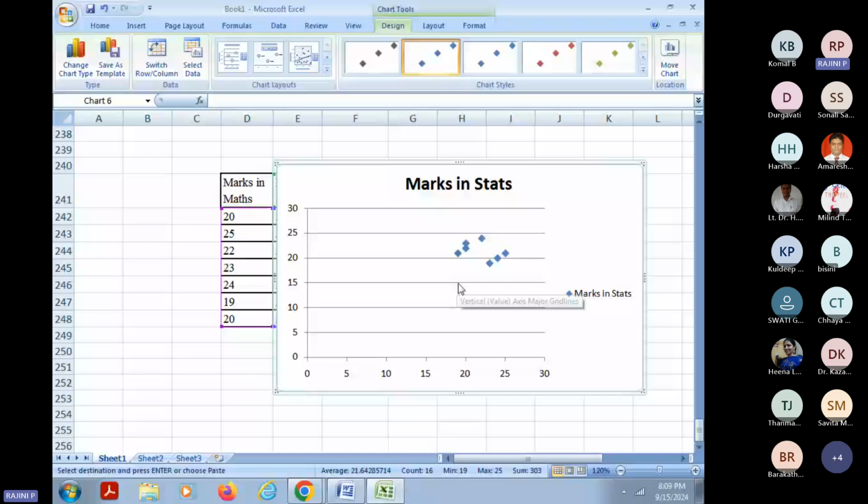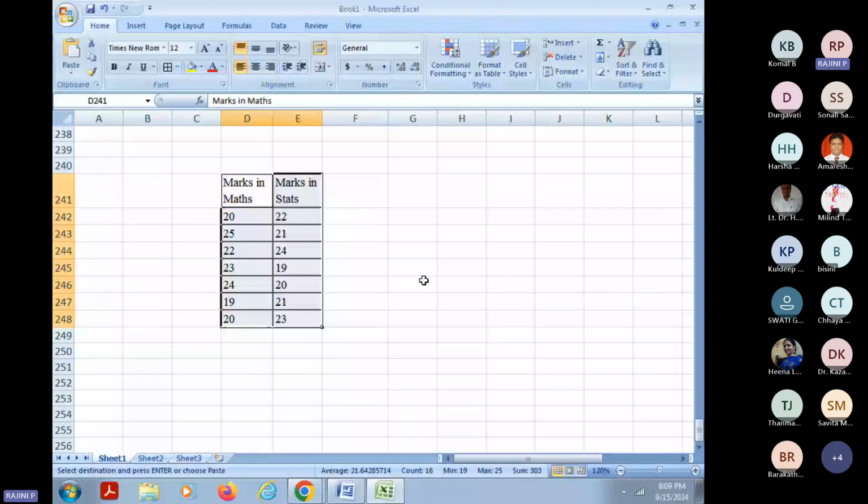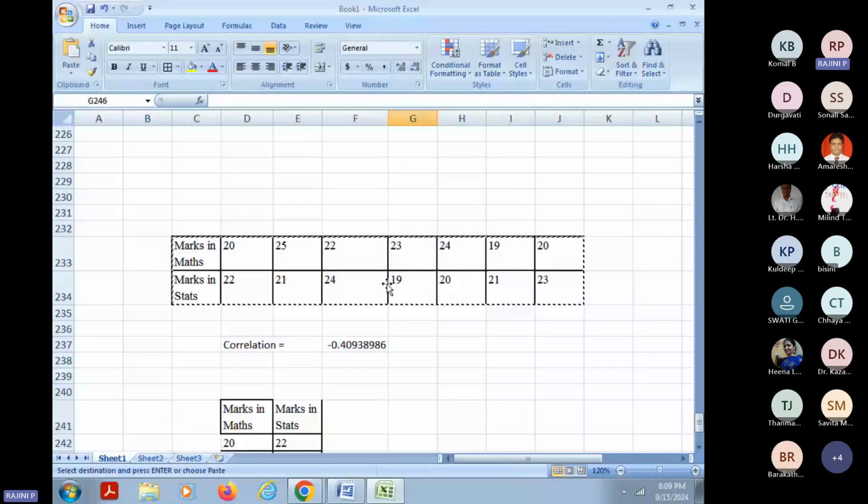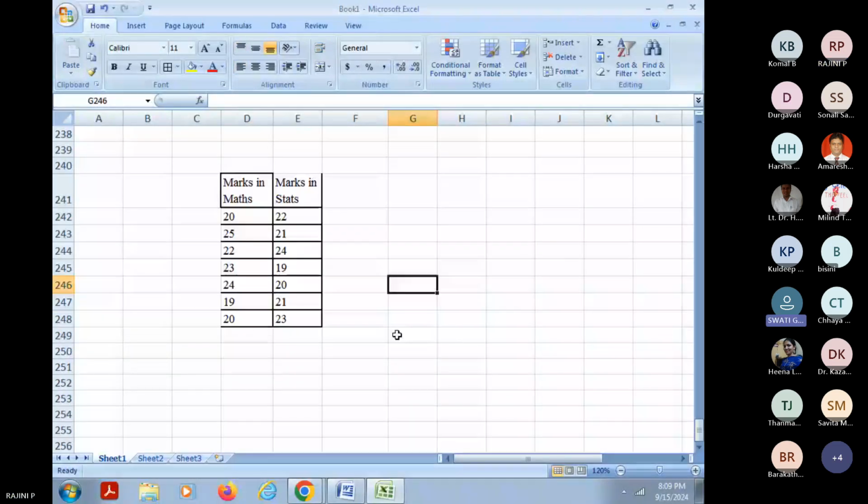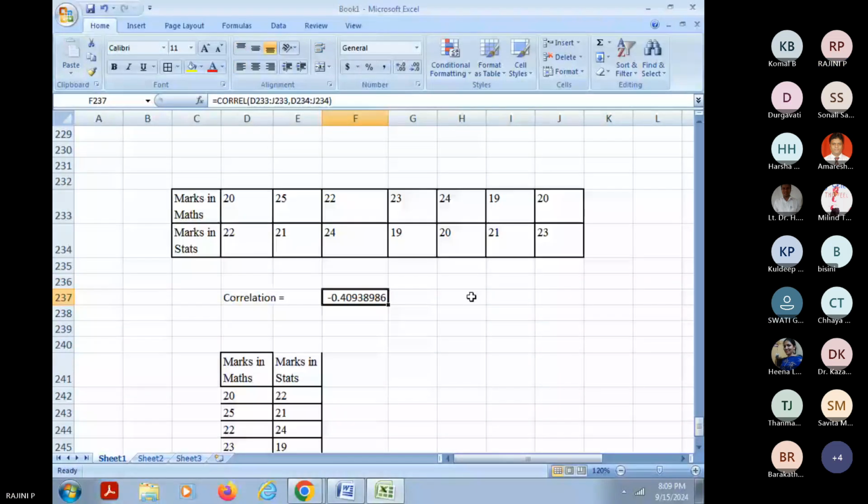Understood? So this is a visualization. That's it. Any doubt in this? Is it clear, ma'am? Correlation. Is it clear? Yes, ma'am. So now just check the next one.